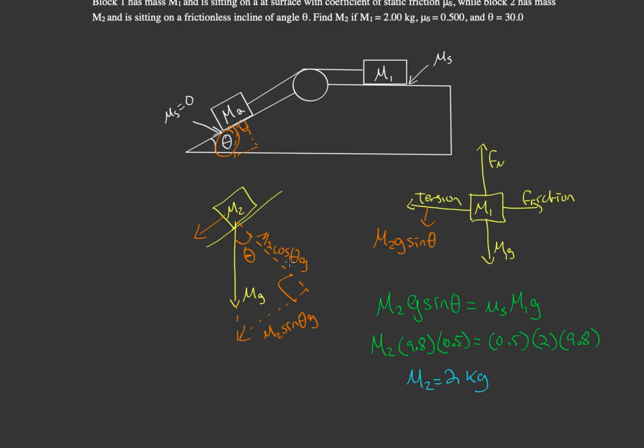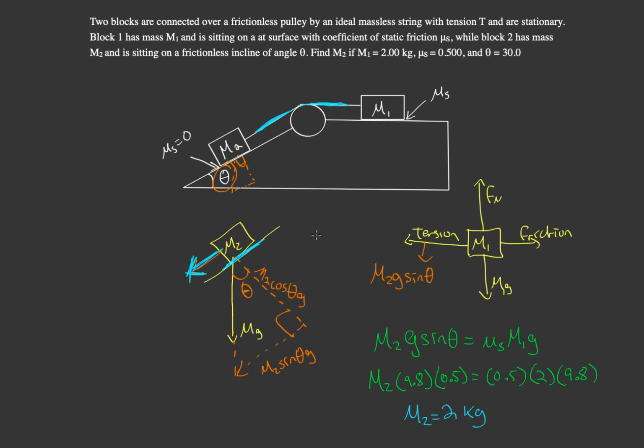So that's the biggest part in this situation, getting these components of the weight on M2, where M2 cosine theta g is basically equal to the magnitude of the normal force on this surface, while M2g sine theta is equal to the weight that's pulling it down the incline, which is also basically equal to the tension on this string. So say we actually increased the static friction.